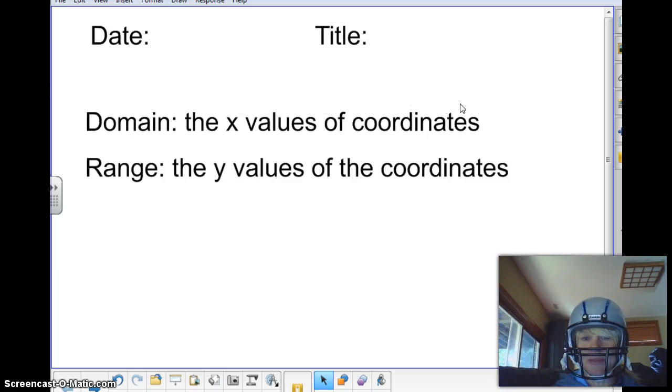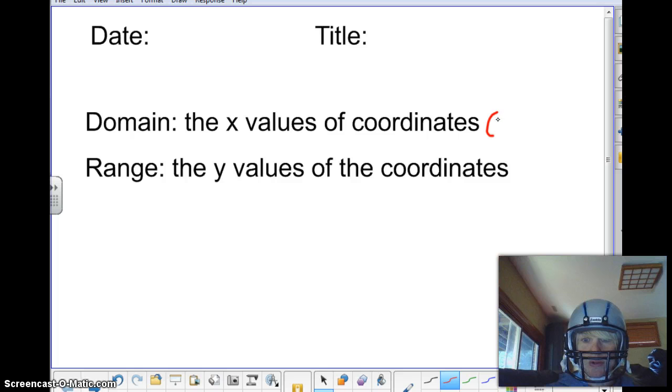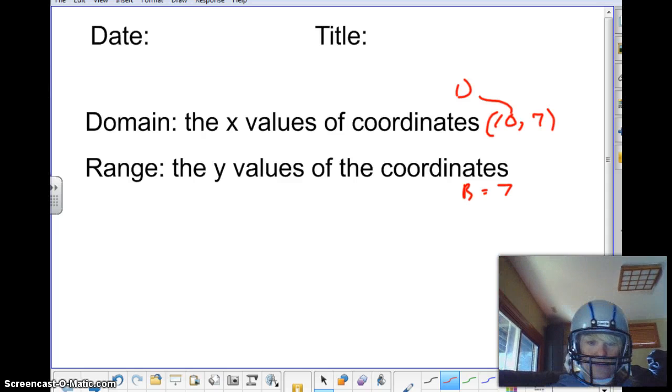Domain is just talking about the x value in a coordinate. So if you have the coordinate 10 and 7, the domain is 10. Range is just the y values. So in this case, the y here, or the range, would be 7. Okay, so it's just very simply calling the x values domain and the y values range. Okay, so let's look at a different example. You might want to pause it, take a couple notes there, domain and range.